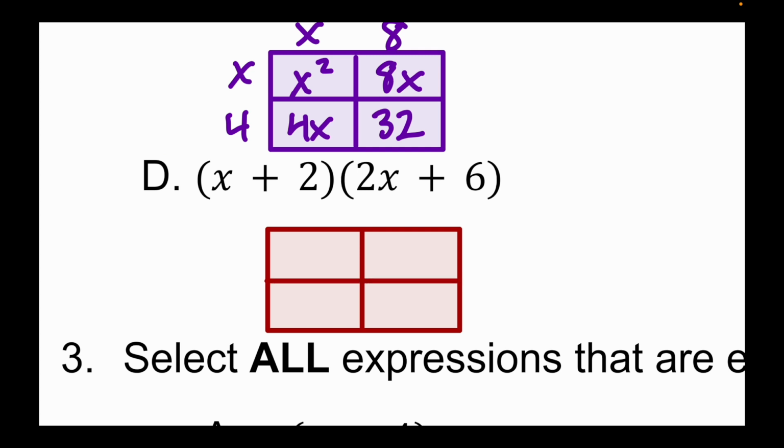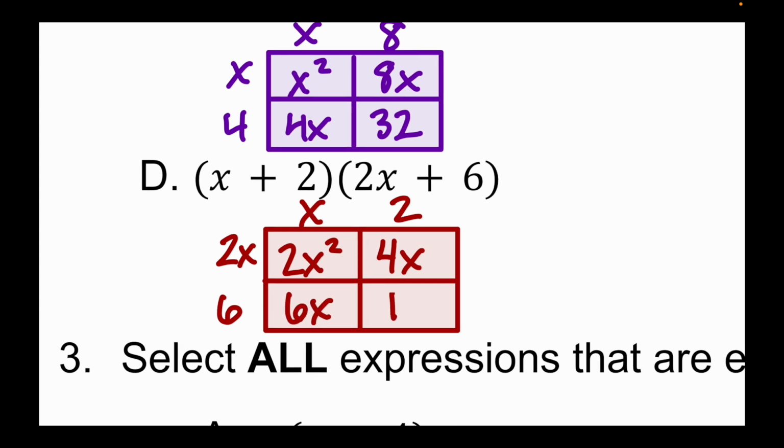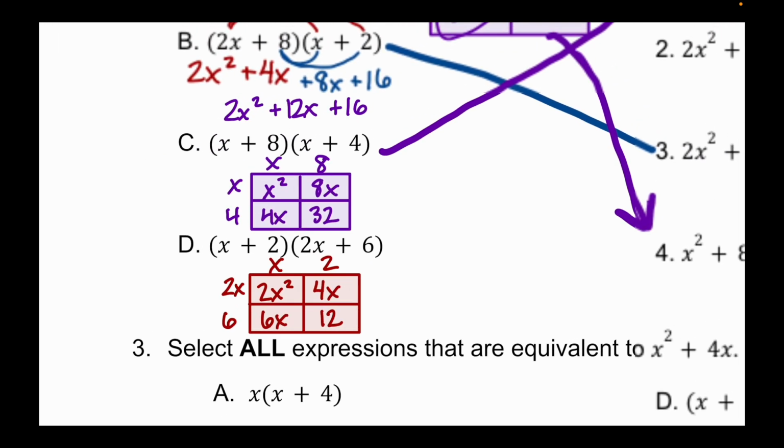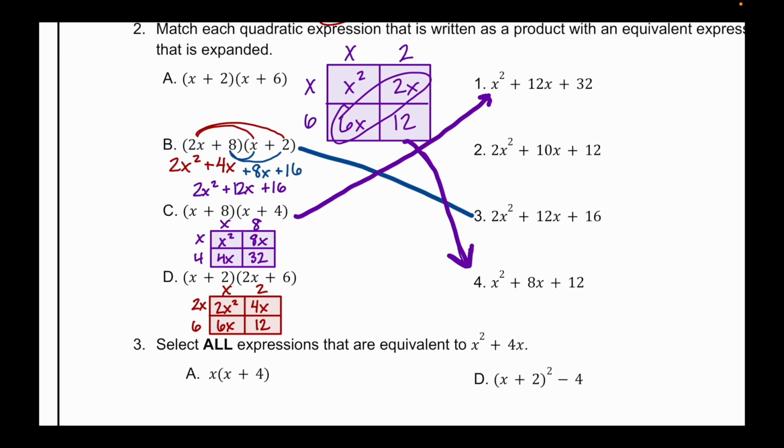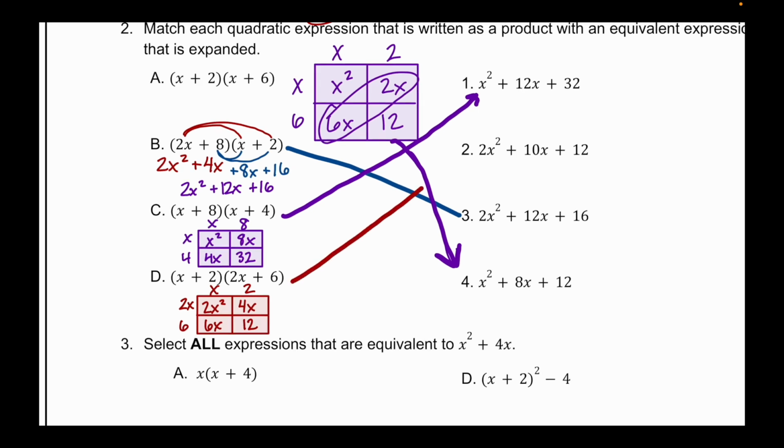So x plus 2, and then 2x, and a positive 6. So we should get 2x squared. This would be 4x. This will be 6x, and then 2 times 6 is 12. So adding our 4x and 6x would be 10x. So 2x squared plus 10x plus 12. Yep, that is the one that we get here for number 2.